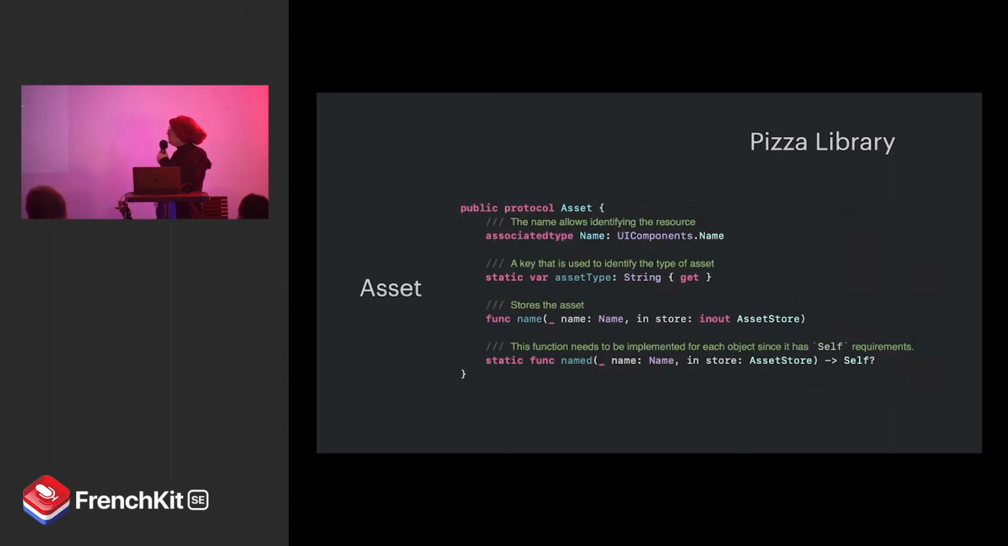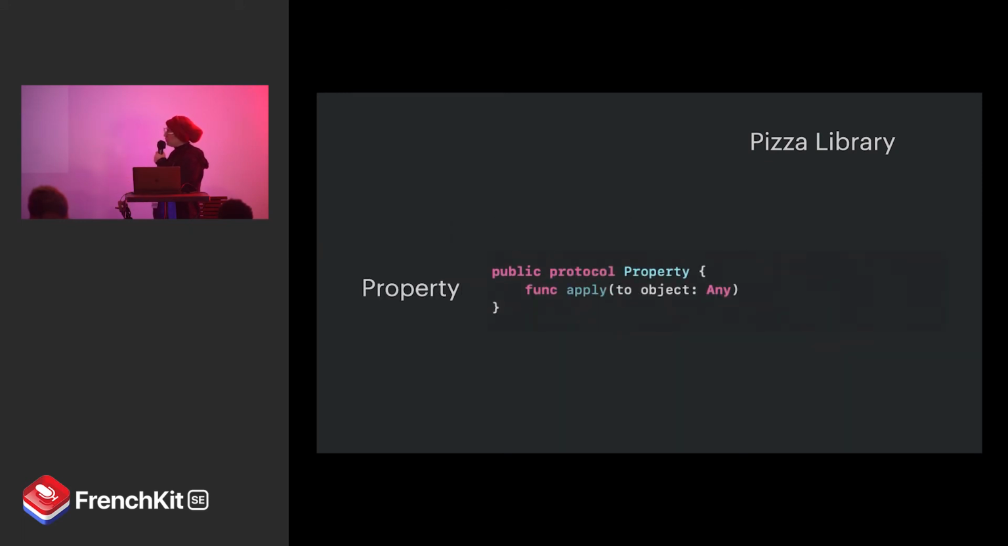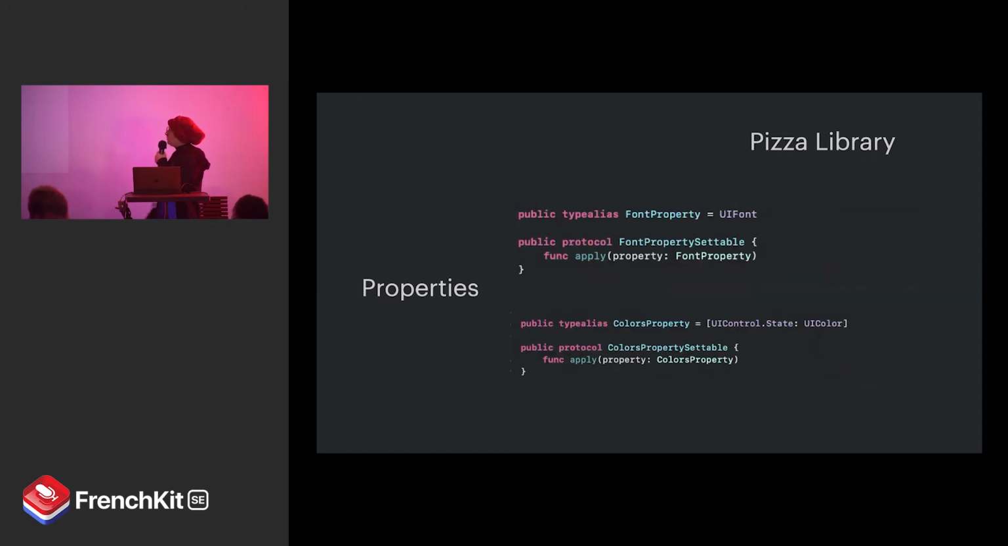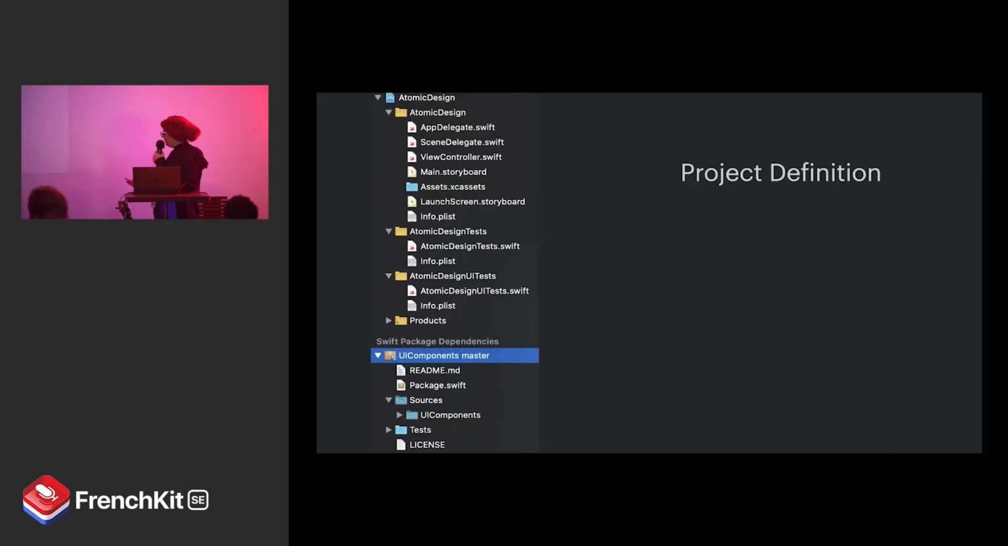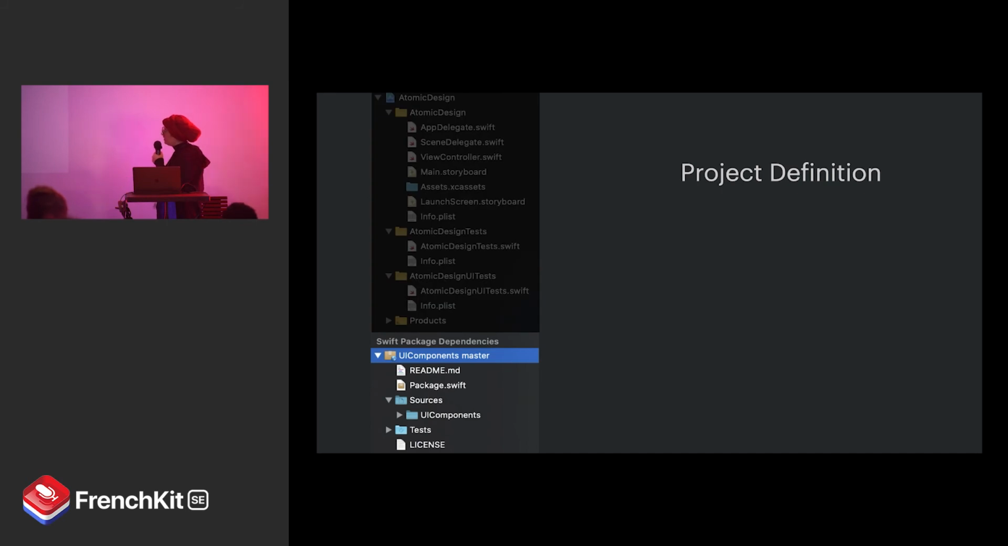For the pizza library, we defined a protocol that stores named assets in a standardized store. We defined a struct style, which is a set of properties. A property is simply a protocol that can be applied to any object. A property can be a font property or a color property. So now we have defined our pizza library. So let's use it in our UI components, the library of all visual components.